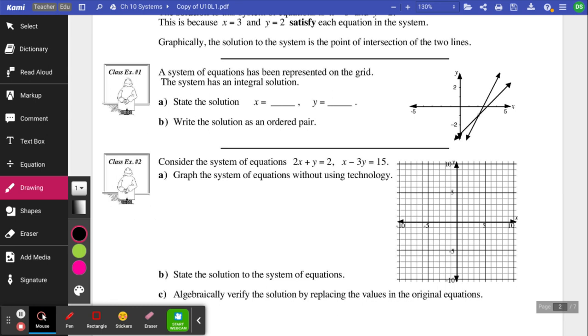What's the solution, Victor? And what is the intersection point here? Can we tell? Looks like it's 2, -1. Would you agree? Yes. Write it as an ordered pair. 2, -1. Good. Next.